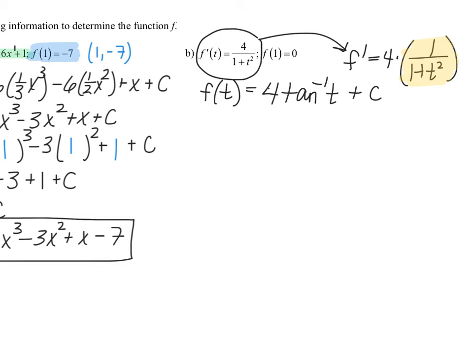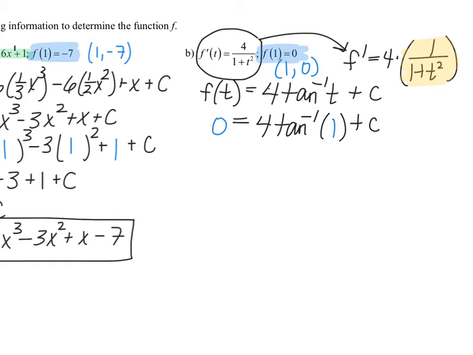So now, if we continue to look at the additional information that we were given, which is f of 1 is equal to 0, think of that as a coordinate. When t equals 1, y equals 0. So we have a coordinate on this original f of t function. So let's go ahead and substitute in 0 for y and 1 for t. So 0 equals inverse tangent of 1 plus our constant.